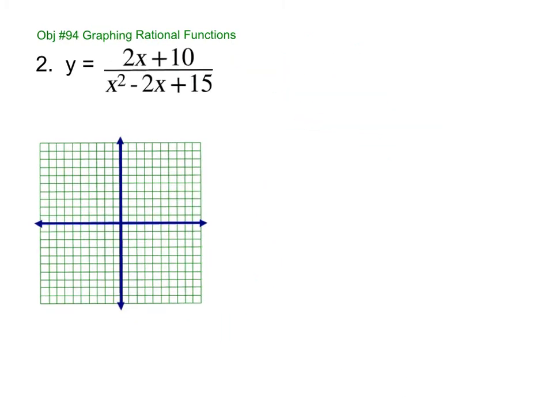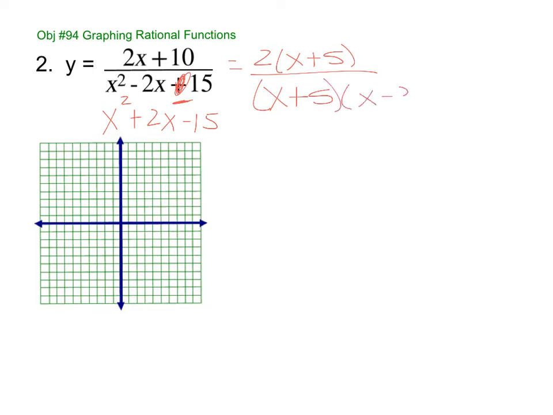All right, pause the video, cancel out, draw the function. Again, I'm going to factor. Let's see, I messed this problem up. It's supposed to be minus 15. This is a terrible problem. It's supposed to be x squared plus 2x minus 15, because it's x plus 5, x minus 3. Wow, sorry. I haven't done that in a while.